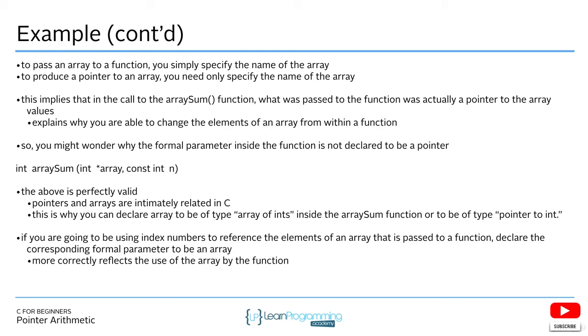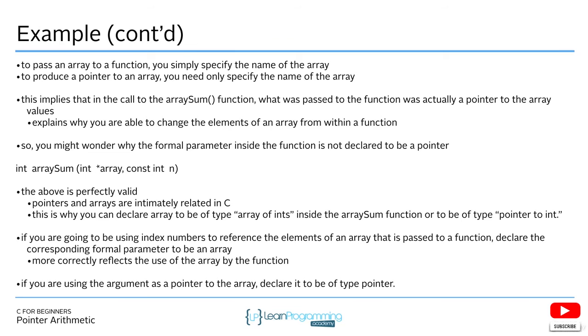So if you're going to be using index numbers to reference the elements of an array that is passed to a function, then declare the parameter as an array. Again, notational convenience. It's just a different way of the notation, either using the brackets and the subscript or using a pointer. The array itself is usually easier to read in terms of maintenance of the program and more correctly reflects the use of the array by the function, but the pointer is easier to use. And if you're using an argument as a pointer to the array, declare it to be of type pointer in the formal parameter.